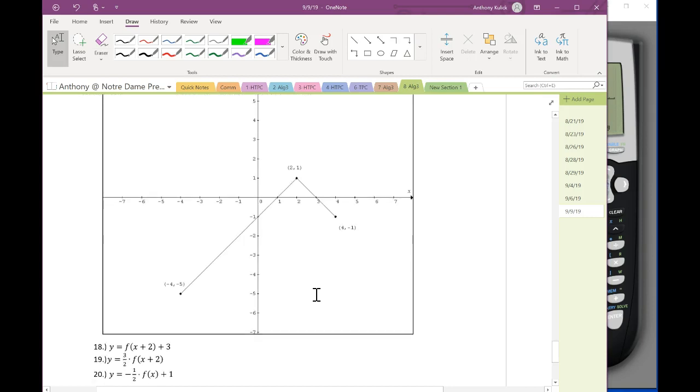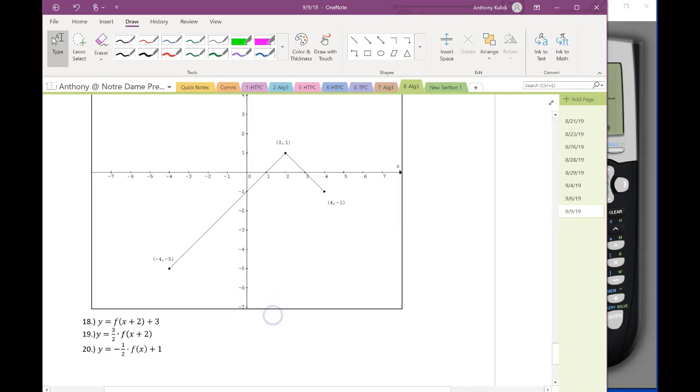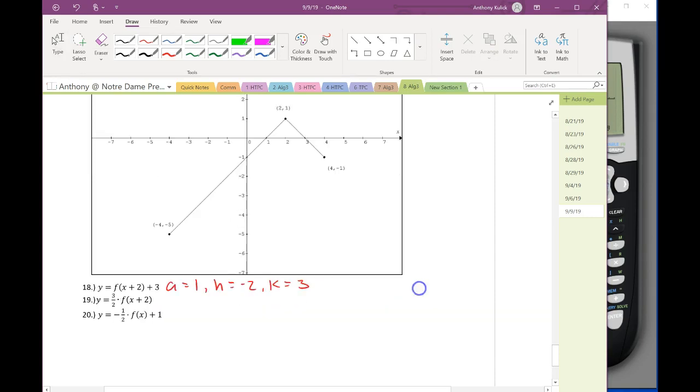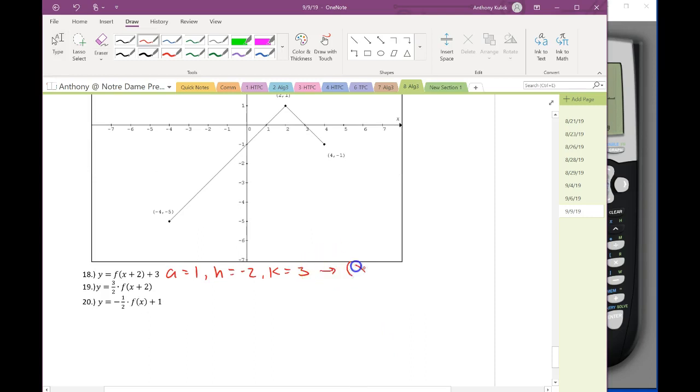So here again, I've given you a graph of a function and asked you to graph its transformation. Just like we did in last night's assignment, I'd start by identifying my values of A, H, and K. And then I'm going to use those values to create a transformation map, and then apply that transformation map to the ordered pairs in my function.